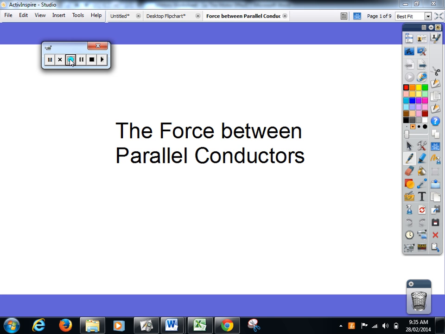Right, we move now to the next section, which is the force between parallel conductors, and you'll find this section in your book on page 7. I'm going to do this part, and then I'm going to split you into small groups and take you down the back, and I'm going to show you how the motor effect is used in both the galvanometer and a loudspeaker. So that is why we jumped forward.